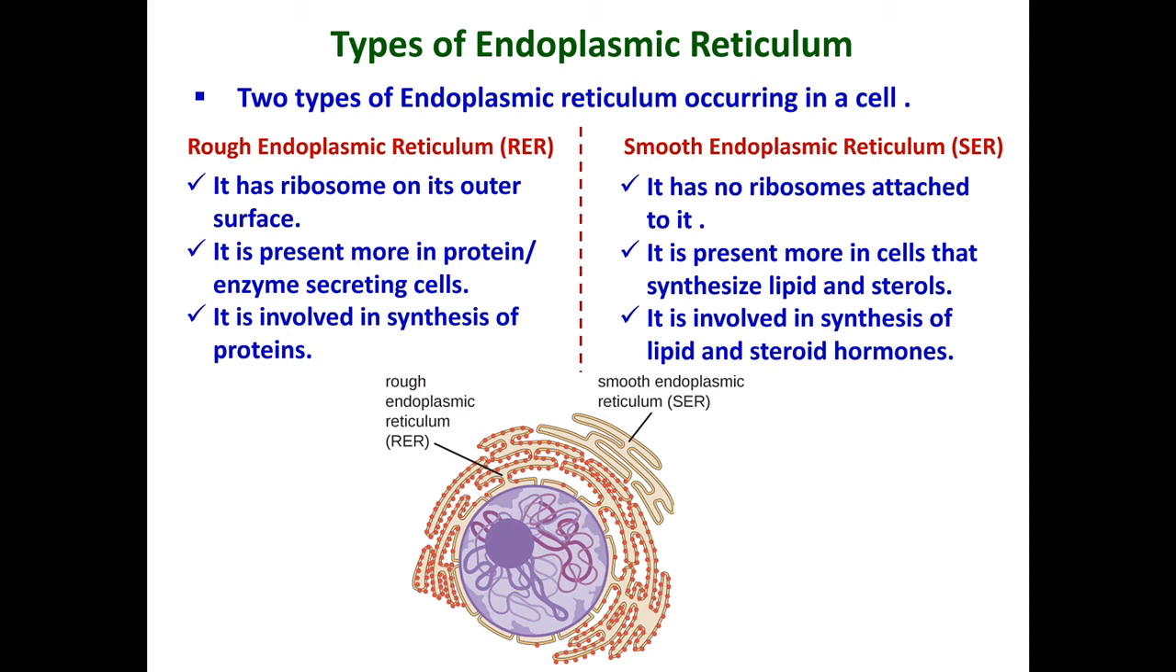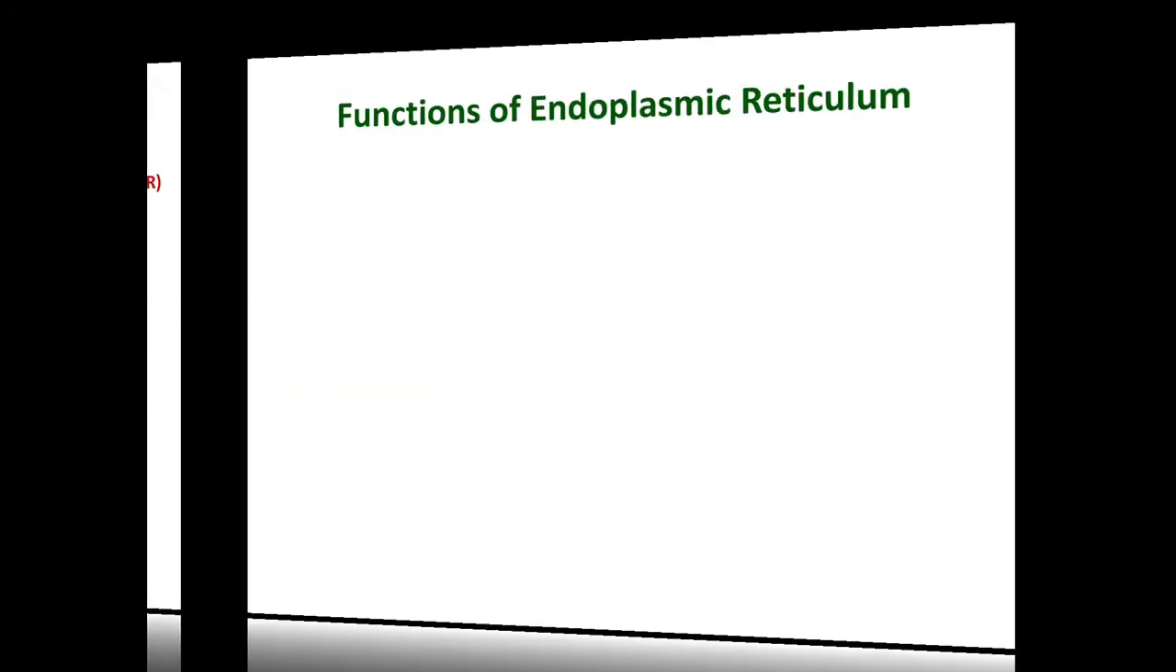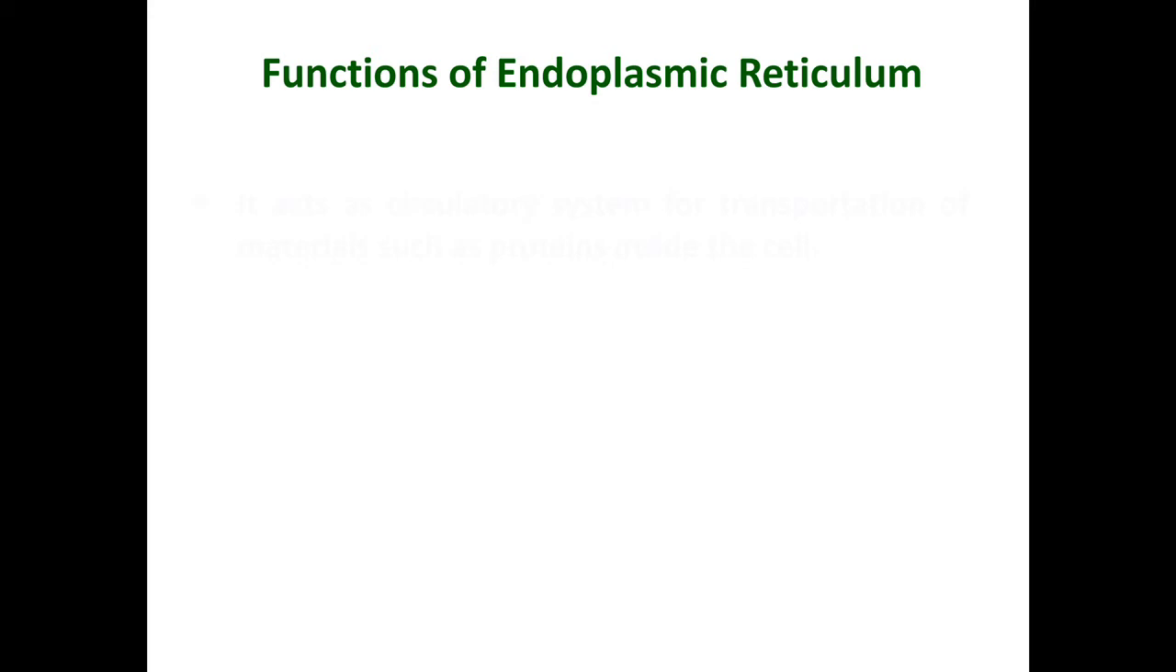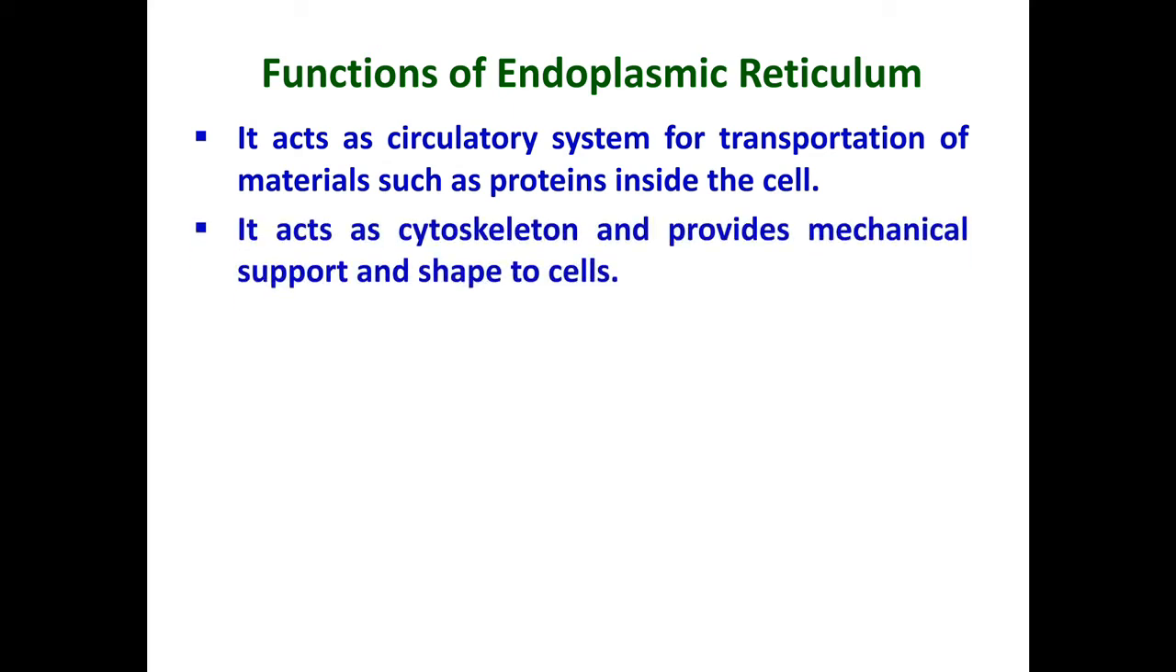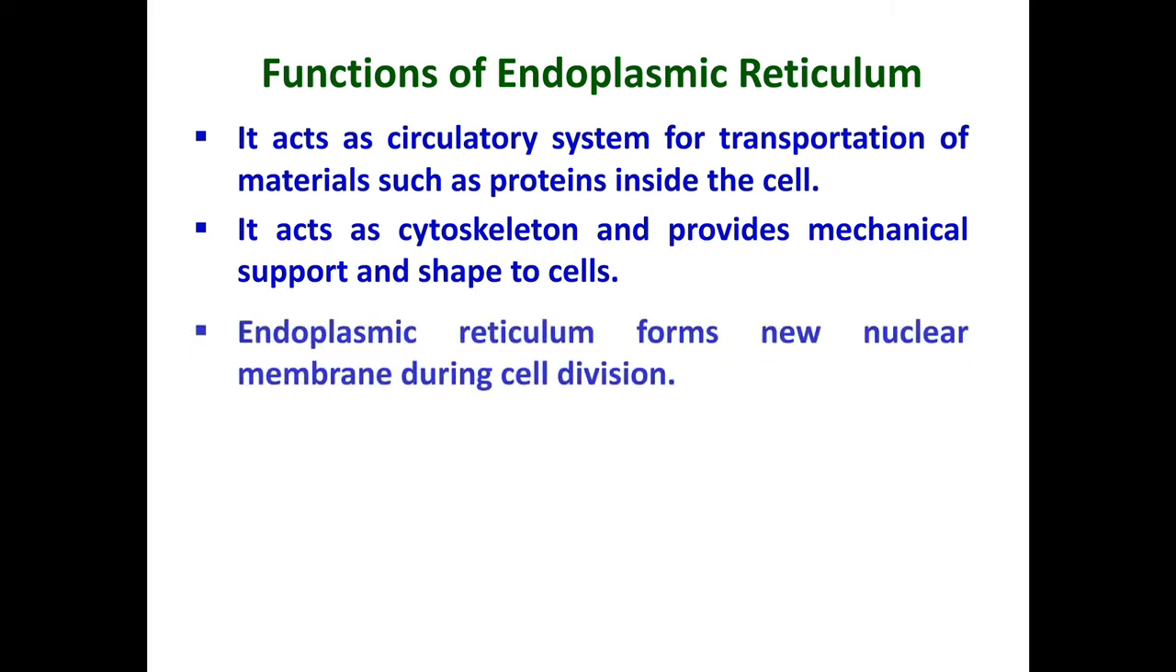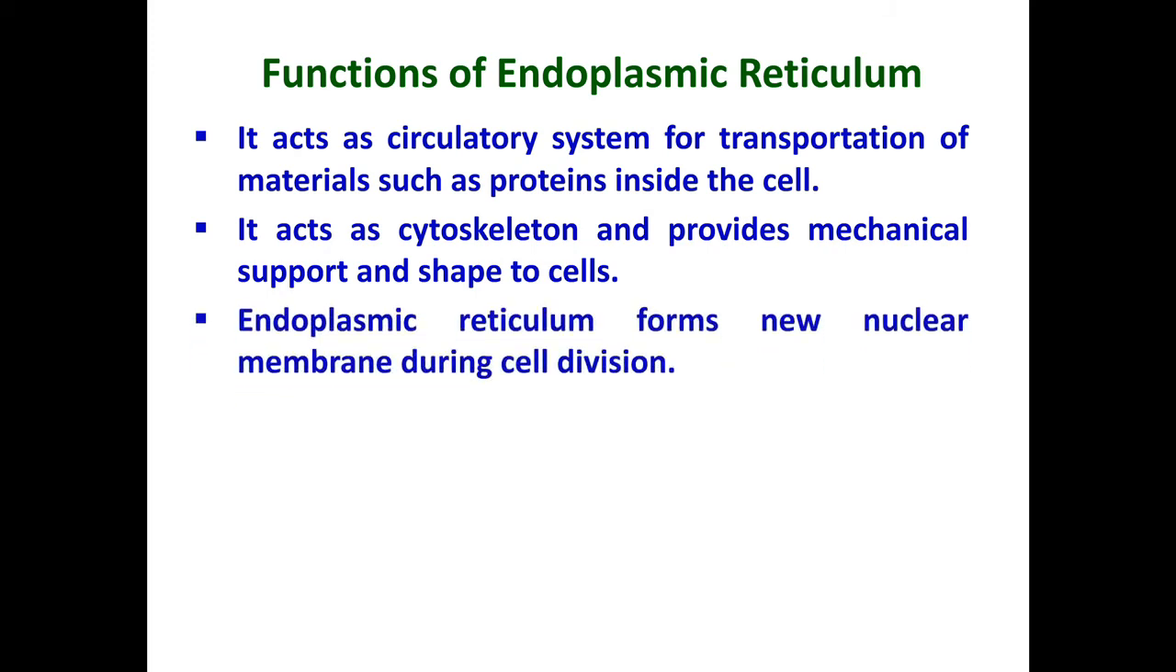So students, finally let's know about the functions of endoplasmic reticulum. The first important function is that endoplasmic reticulum acts as a circulatory system for transportation of materials such as proteins inside the cell. Second important function is that they also act as cytoskeleton and provide mechanical support and shape to the cells. Third important function of endoplasmic reticulum is that they form new nuclear membrane during cell division.